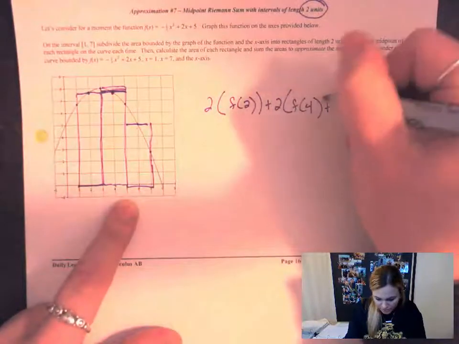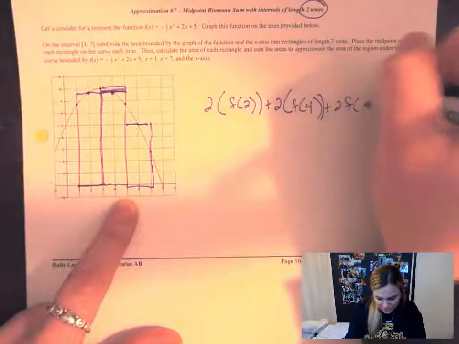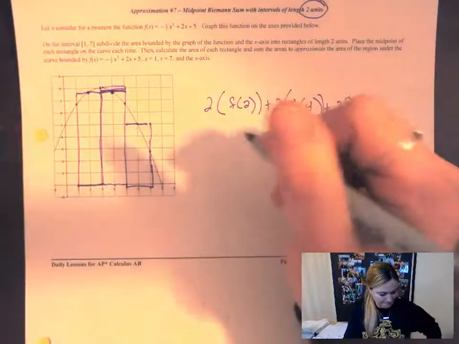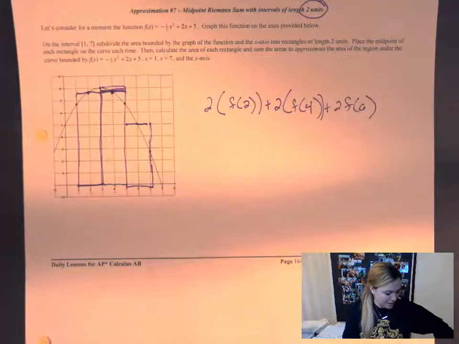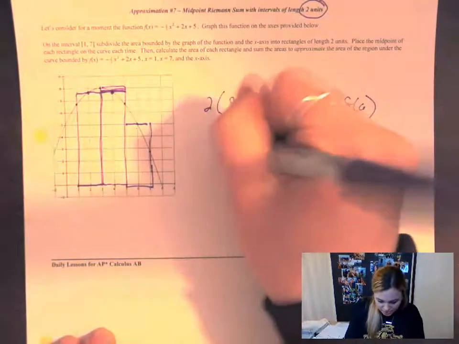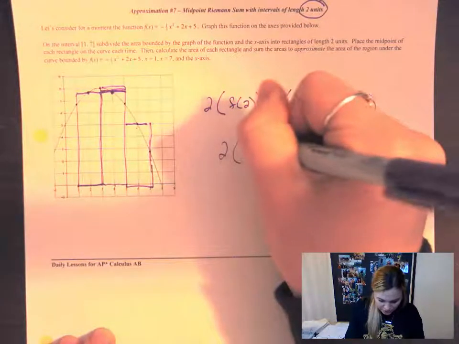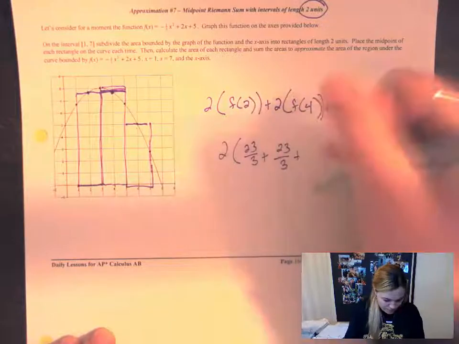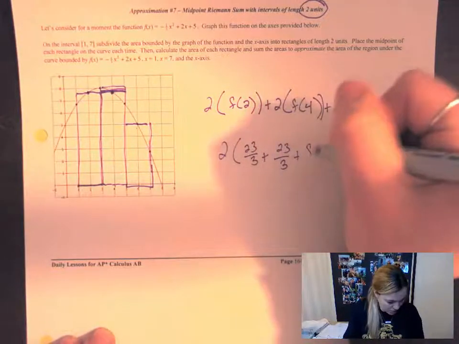Should be 2 times F of 6. You can keep the 2 out in front. And you get for this one 2 times, this is F of 2 is 23 over 3. Oh, F of 6 is 5.